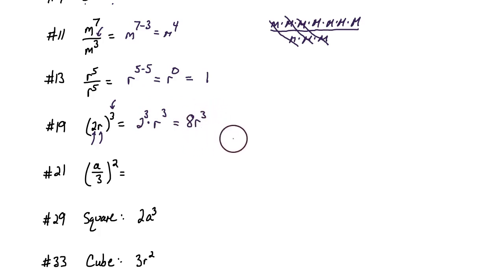Here's why that's the answer. 2r raised to the 3rd power means 2r times 2r times 2r. Hopefully you see the 2r to the 3rd power in this expansion. 2 times 2 times 2 is 8, and r times r times r is r to the 3rd power.